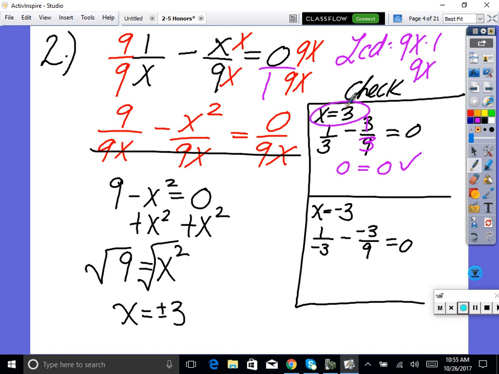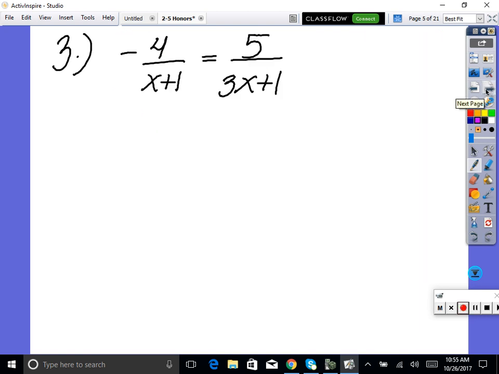It's not extraneous. Now look right here. Negative a third minus negative 3/9. Isn't that plus 3/9? Which is 1/3. So negative a third plus 1/3, 0 equals 0 is also a true statement. So negative 3 is not extraneous. Not hard, right? Okay, let's do one more maybe. One more, and I'm going to let you go for it for a second.